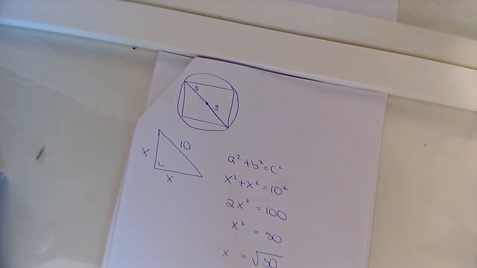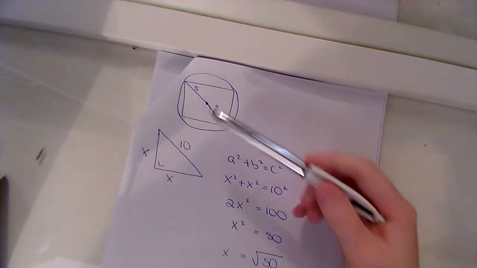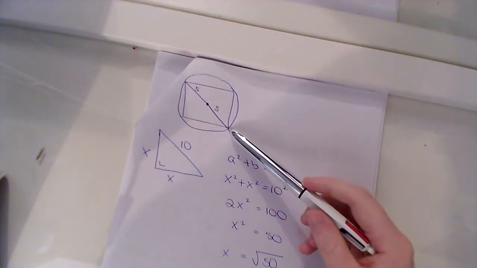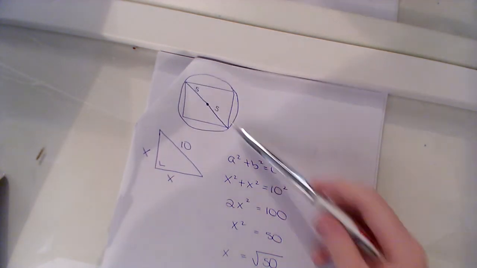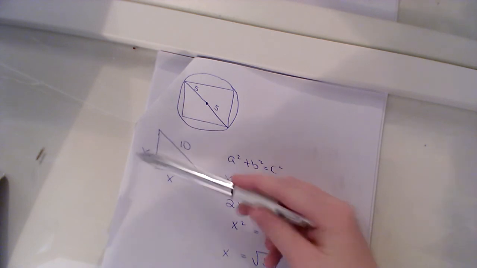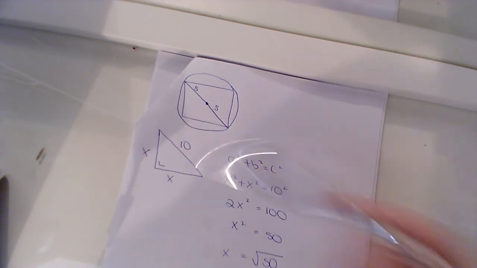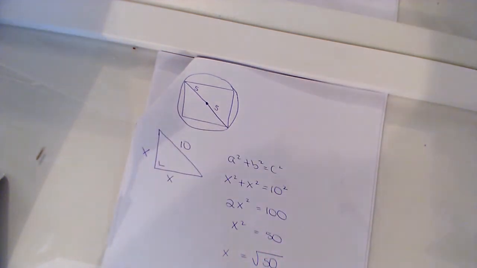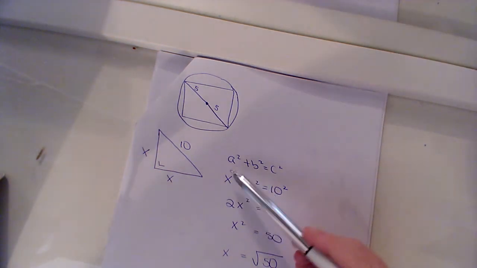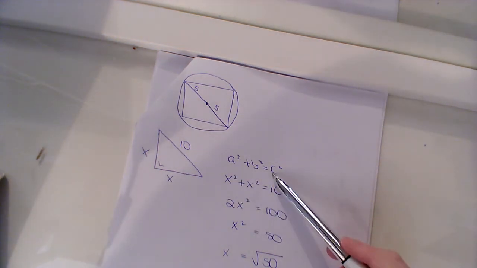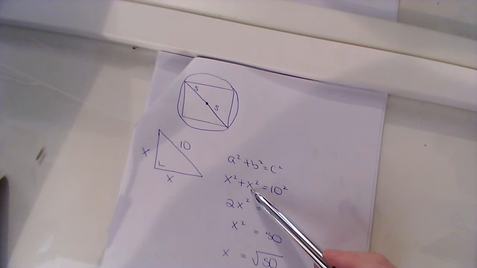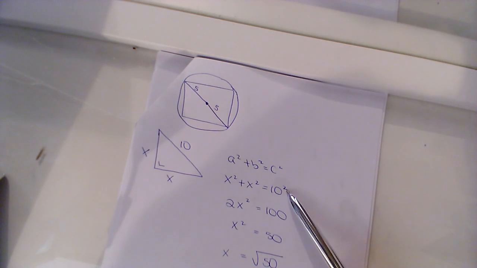Question 10 then, it says a square is inscribed in a circle of radius 5, as shown, find the area of the square. Right, so the radius is 5, so that means my diameter is actually 10 because the full way across is 10. So I don't know what this side is and I don't know what this side is, that's my square, but I know the diameter is 10. I have a right angled triangle, so I'm going to do Pythagoras' theorem. So I have a squared plus b squared is equal to c squared. So I have x squared plus x squared is equal to 10 squared.